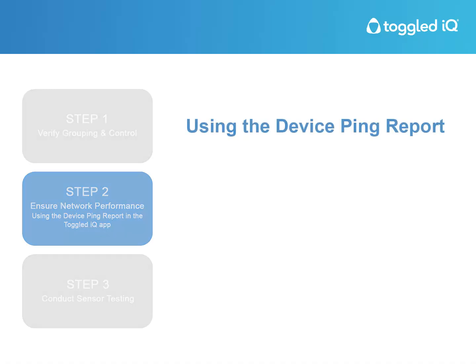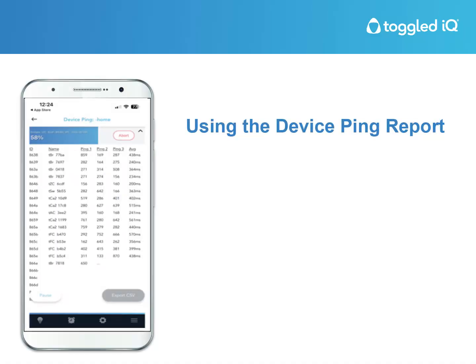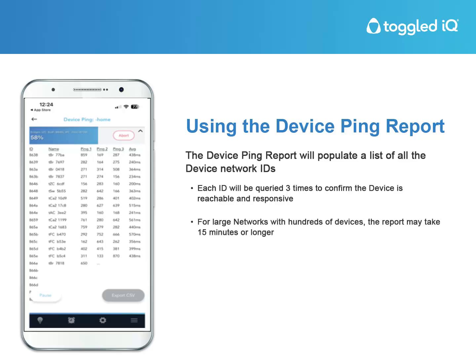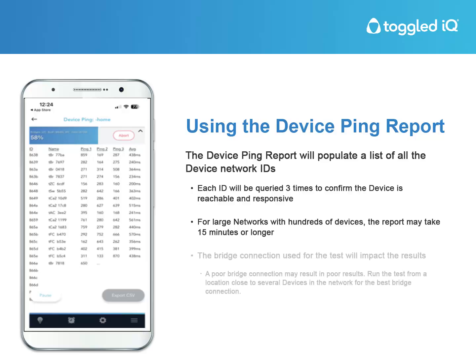Using the Device Ping Report. The Device Ping Report will populate a list of all the device network IDs. Each ID will be queried 3 times to confirm the device is reachable and responsive. For large networks with hundreds of devices, the report may take 15 minutes or longer. The bridge connection used for the test will impact the results. A poor bridge connection may result in poor results. Run the test from a location close to several devices in the network for the best bridge connection.